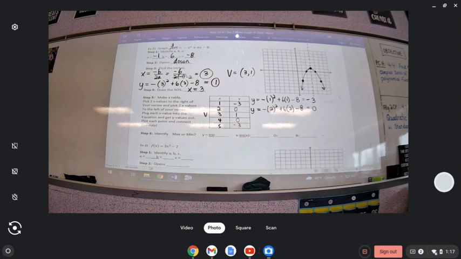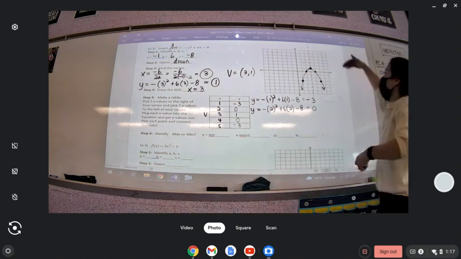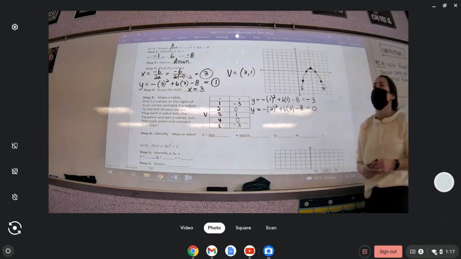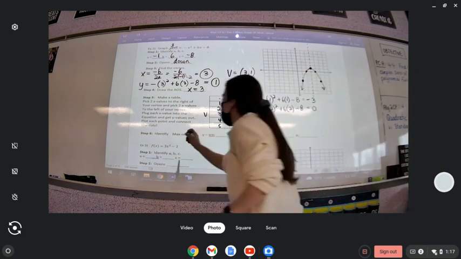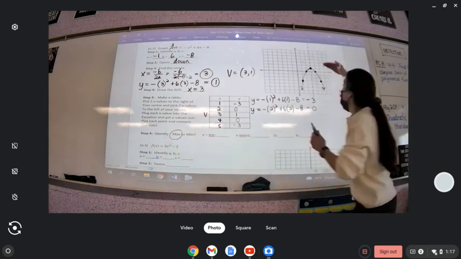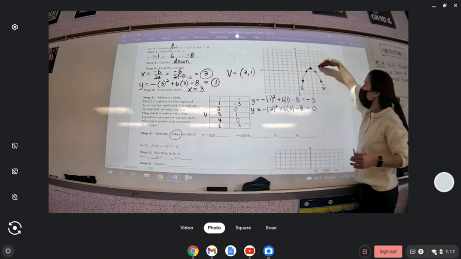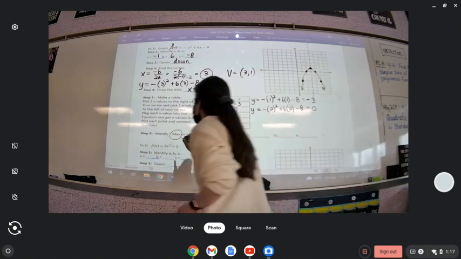We okay? All right. Now the silly questions. Does this parabola have a maximum point or a minimum point? We got a max. What is the maximum y value? 1.